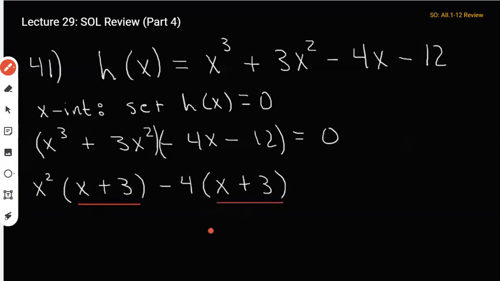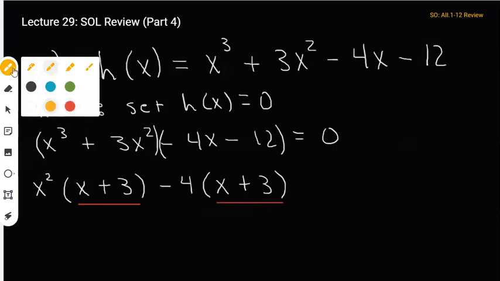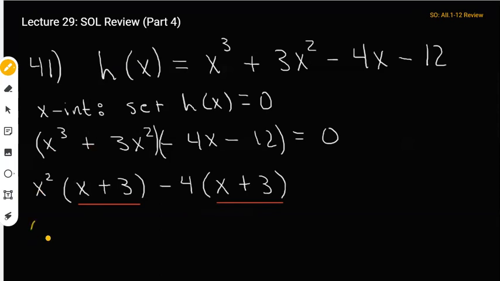So now what I can do is put the outside parts together in their own set of parentheses. I'll have x squared minus 4. And then I'm going to take the inside parts, and let them have their own parentheses. And now it's factored. So I get x squared minus 4 and x plus 3.